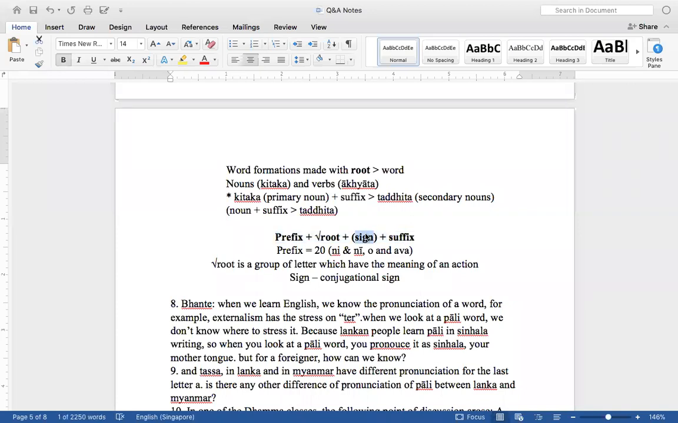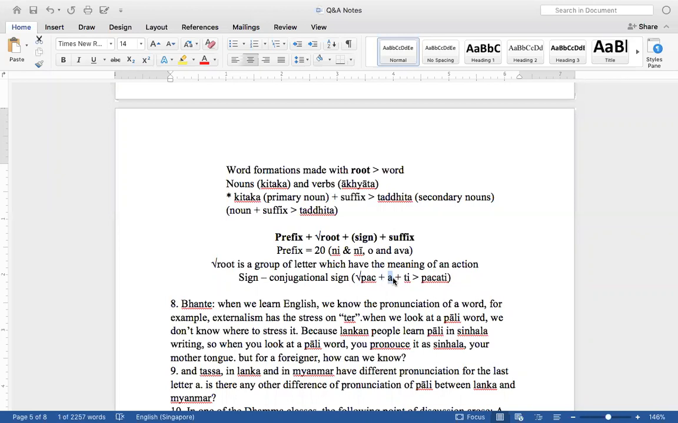This sign has no meaning. It has no meaning at all, so we call it just a sign. This sign would change the appearance of the word. For example, if you take the pach plus a plus t, we have pachati. A has no meaning. This a has no meaning.